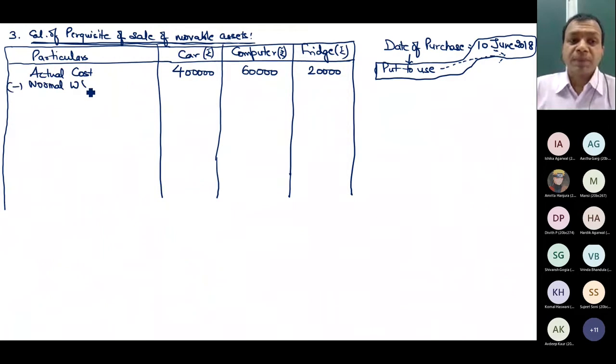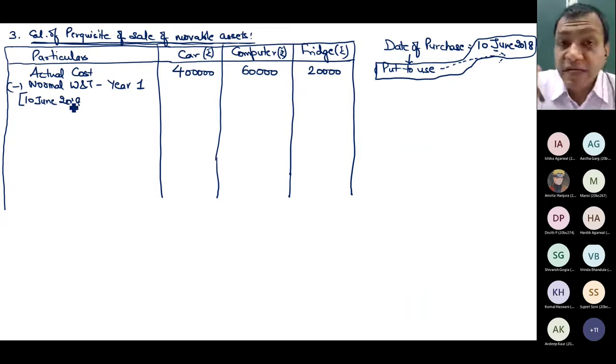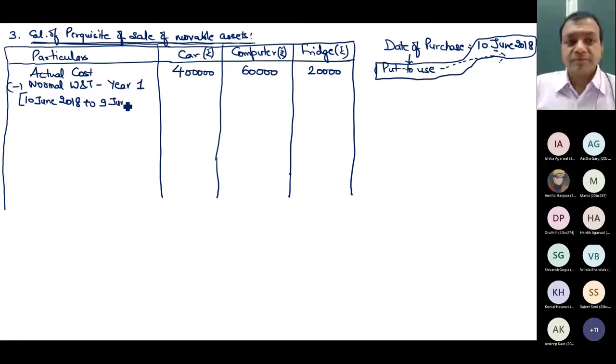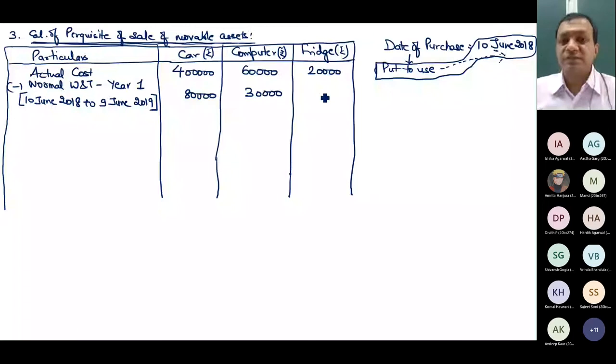So normal wear and tear, first year. Now these are completed years, any fraction to be ignored if you remember the rules. So my first year normal wear and tear will be from 10th June 18, not date of purchase, it is date of put to use. So when I'm writing 10th June 18, it is the date when it is first put to use, till 9th June 19. So in car it is 20%, 80,000. In computer it is 50%, 30,000. In fridge it is 10%, straight line method, 2,000.